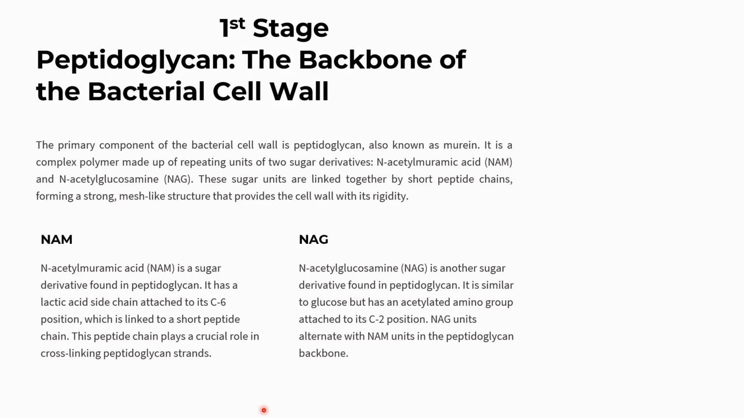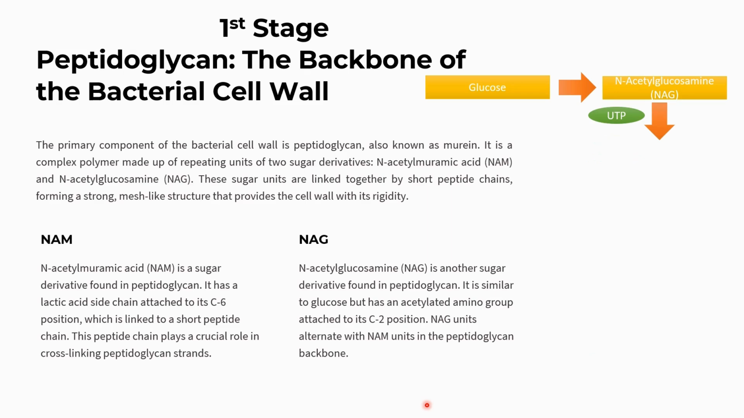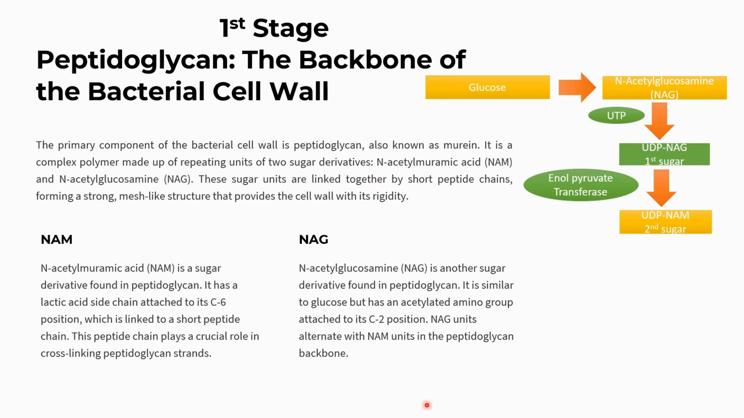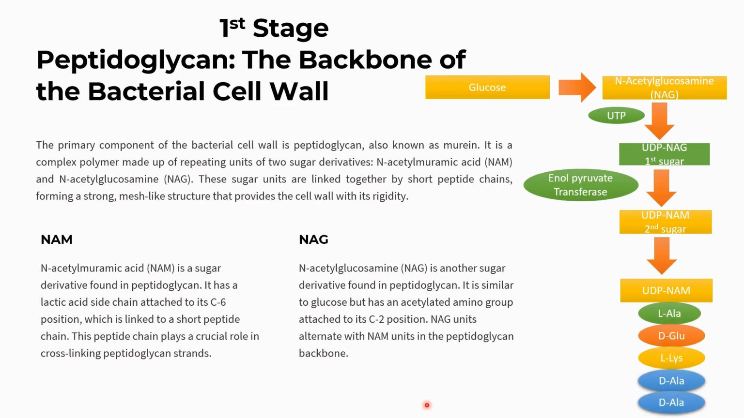As you see, in this stage glucose is converted into N-acetylglucosamine, which is then combined with UDP to form UDP-NAG. Subsequently, UDP-NAG is converted into UDP-N-acetylmuramic acid in the presence of enolpyruvate transferase. After the generation of UDP-NAM, it is attached to the pentapeptide linkage, or amino acid chain, as you can see in this specific structure.